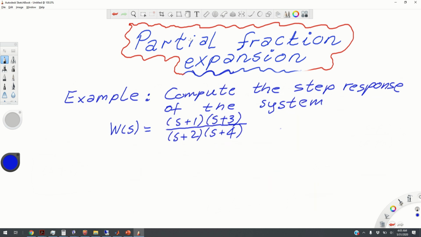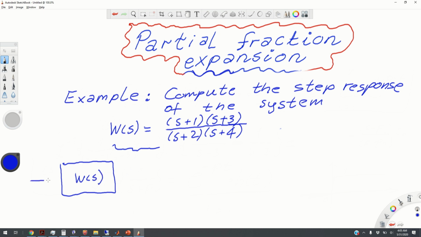Okay, to demonstrate the application of the partial fraction expansion, let us solve this example. The example is to compute the system step response, where the system is given by the transfer function W(s). So what do we have here? We have a system, or our transfer function.